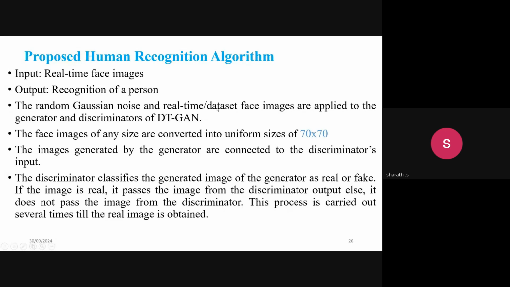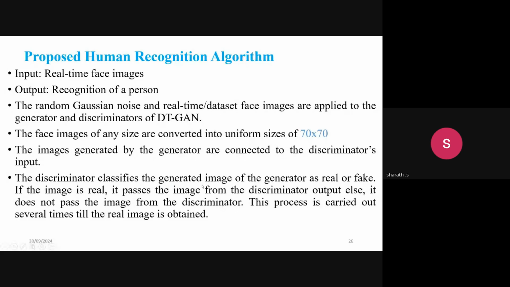The random Gaussian noise and real-time dataset face images are applied to the generator and discriminator of the GAN. Since we are testing the image with different data sets, the face images of any image are kept as a uniform size of 70 cross 70. The images generated by the generator are connected to the discriminator input.